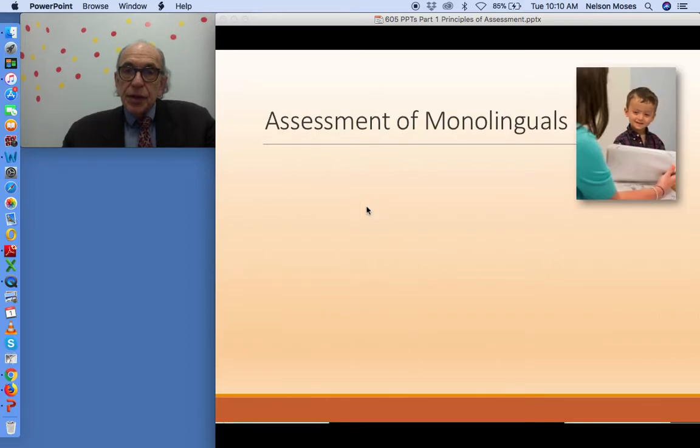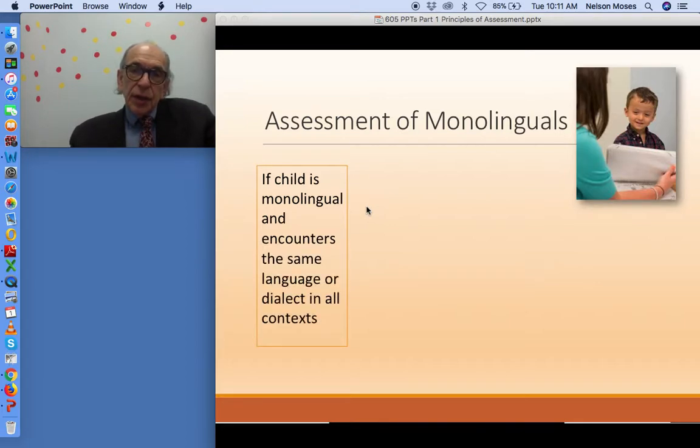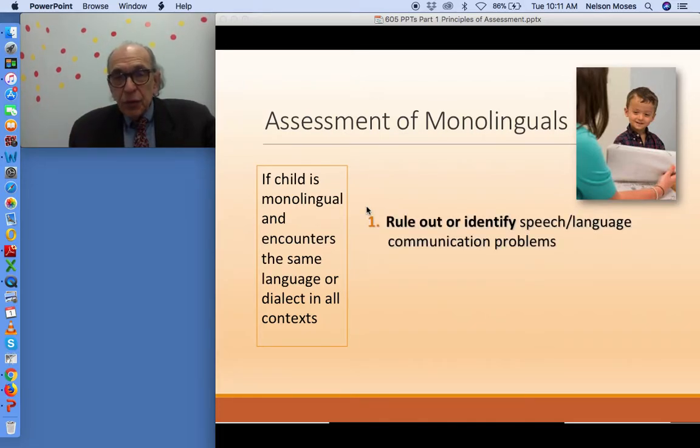So let's proceed on now and think about why we do assessments, and let's think about that first in context of individuals who are monolingual. Why assess? Well, if the child, now the term child is being used here, but we will be dealing with children and adults, so it should have really said if the individual is monolingual and encounters the same language or dialect in all contexts, monolingual, let's say English, and English is everywhere, and we're trying to evaluate whether that individual has a problem. Why do we assess? Well, the most obvious reason is to rule out or identify a speech-language communication problem. That's our business, speech-language.